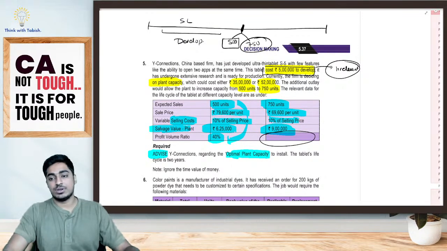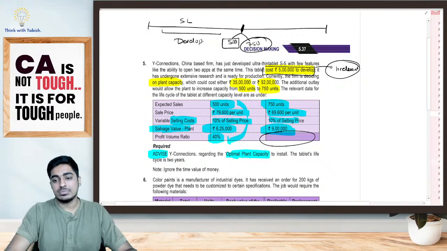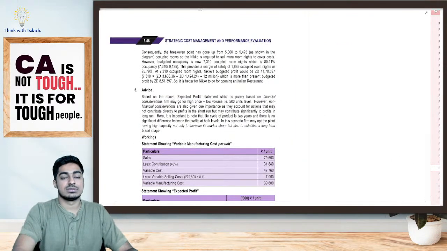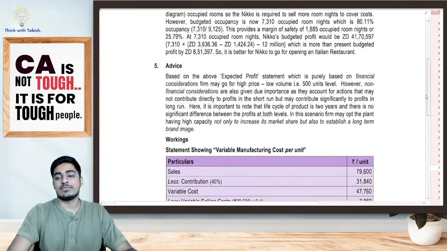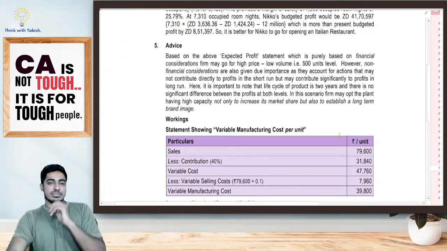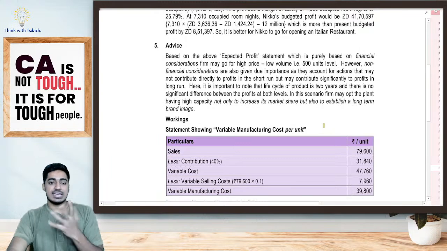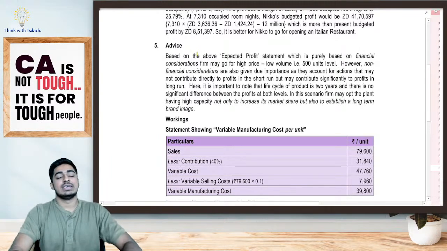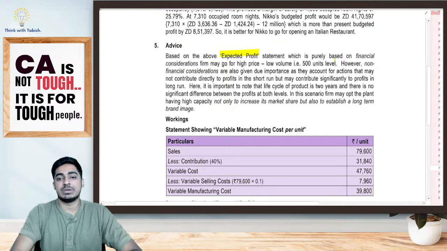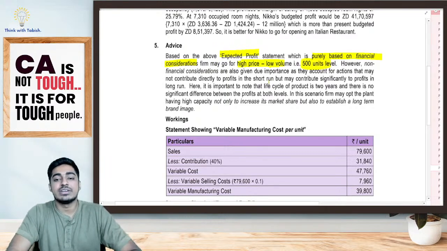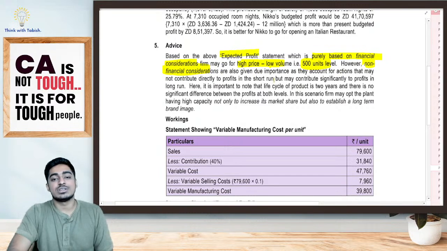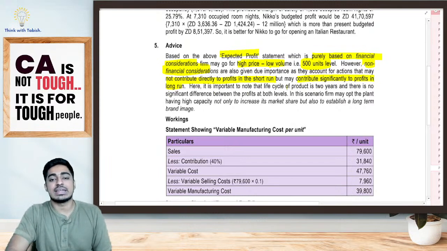It is page 5.46. Look at this. I have given you the answer in brief, in points. ICAI obviously is going to give it to you in paragraph. Now, based on the above expected profit statement, purely on financial consideration, it should go for high price, low volume, that is 500 units. However, non-financial consideration should be considered. Why? Because they do not contribute directly to profit in the short run, but contribute to profit in the long run, we have told. Here it is important to note that the life cycle is 2 years.